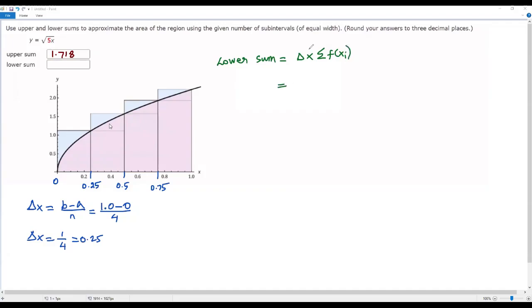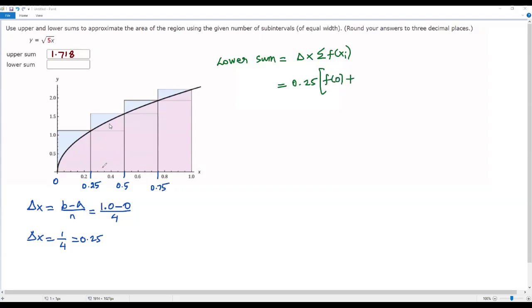The value of delta x is the same, that is the width of each rectangle, 0.25. Already we got it. Now to get the summation of f of x, we have to use the values of x. Since we do left endpoint approximation, for each rectangle we have to consider the left endpoint. For the first rectangle, the left endpoint is 0. That 0 we plug in for x, that is f of 0.